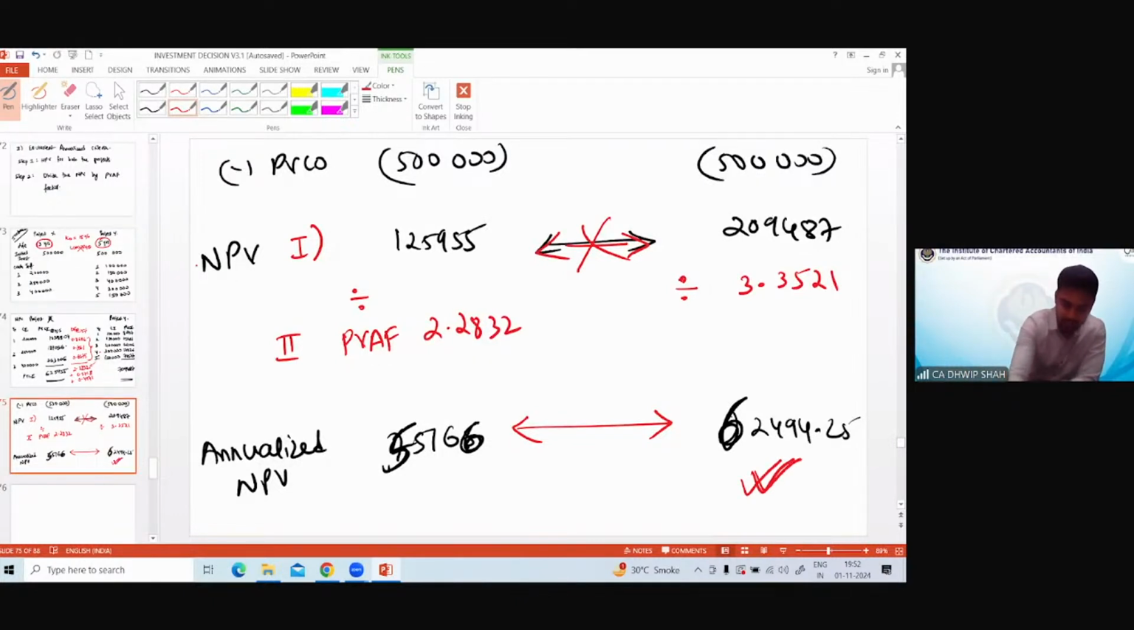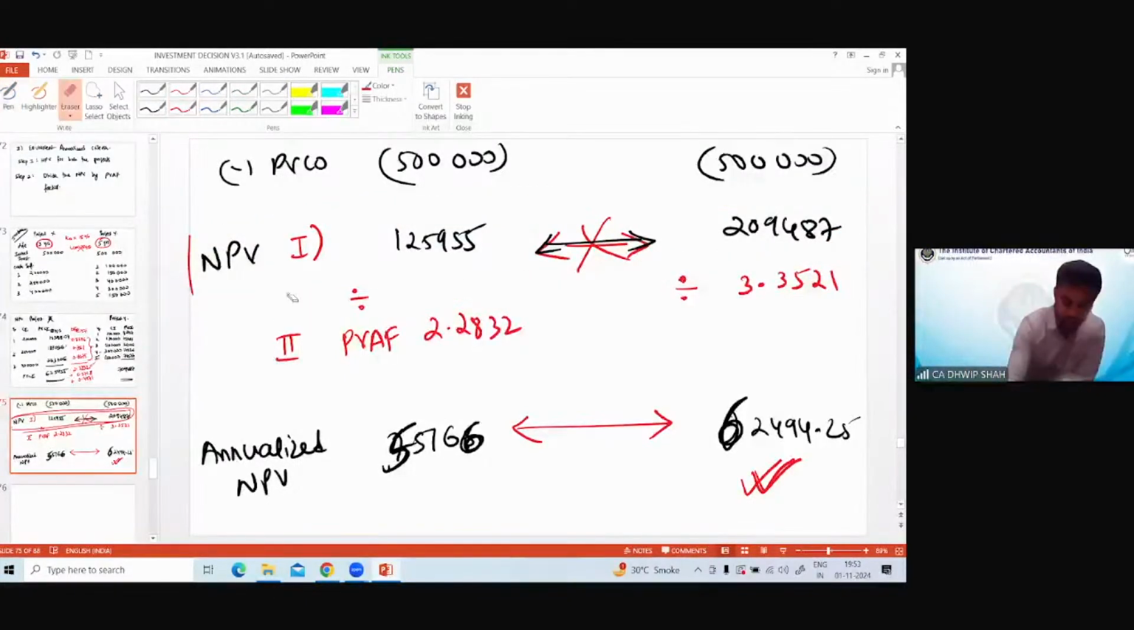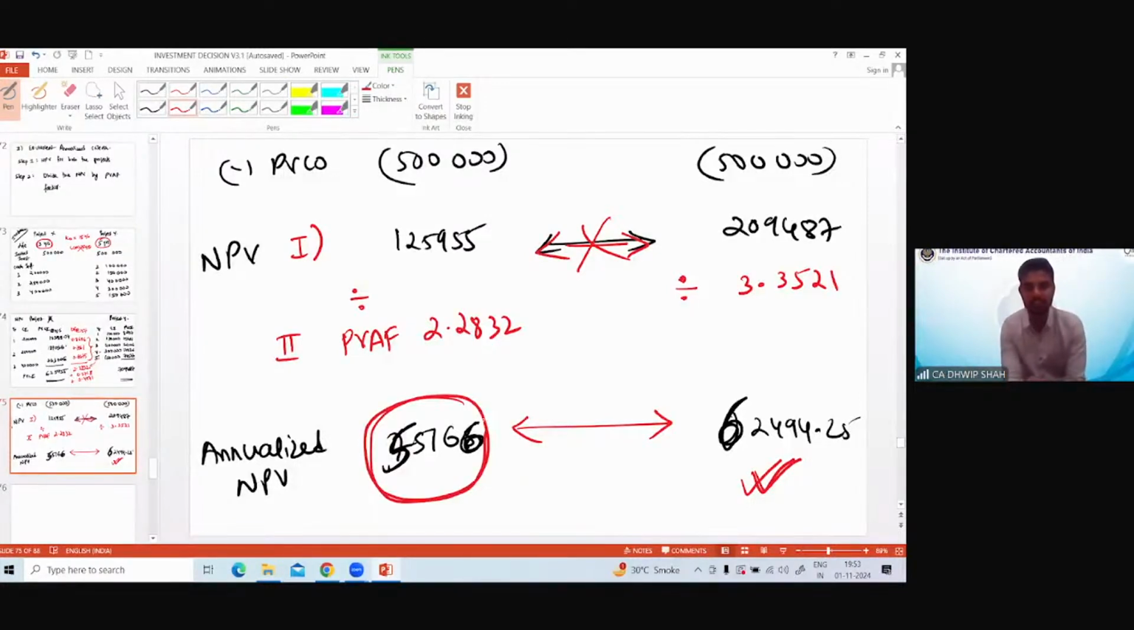At this point, just by calculating NPV, you cannot decide anything. Why? Because the life is different. First, you need to bring the life to parity. The meaning of this is that on an average, my project X will generate 55,166 of NPV each year. On an average, my NPV of project X each year would be somewhere around 55,000.